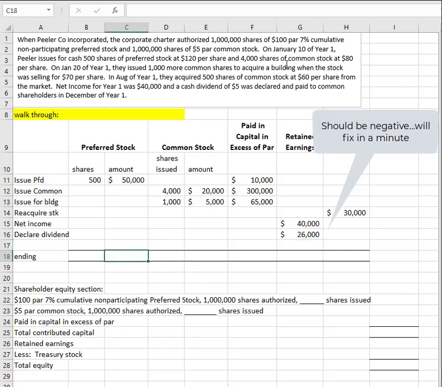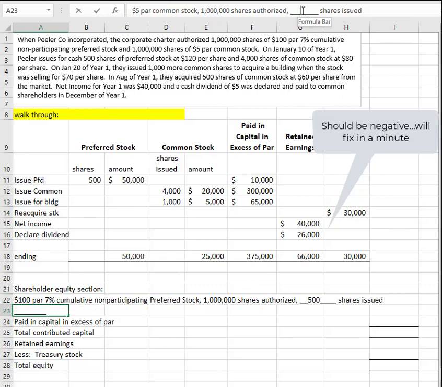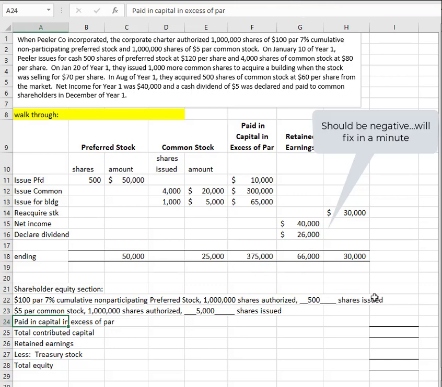And then to create the financial statement, we would add up the dollar amounts here so that we can use them in our financial statement below. So we have the preferred stock, and there's 500 shares outstanding there. And then we have the common stock, where there's 5,000 shares of that issued, not outstanding, issued.